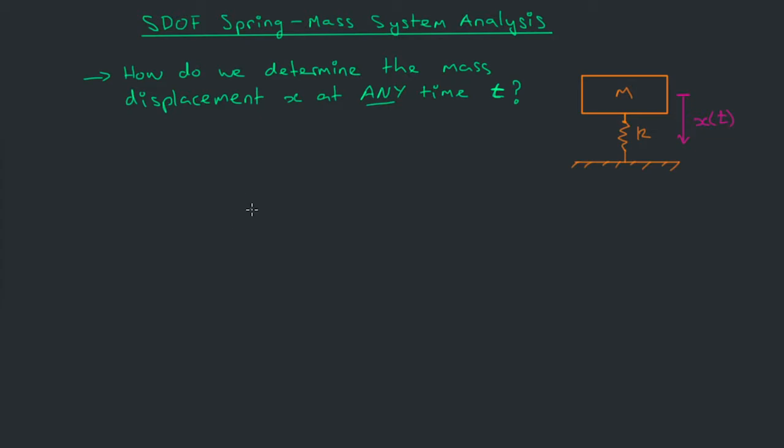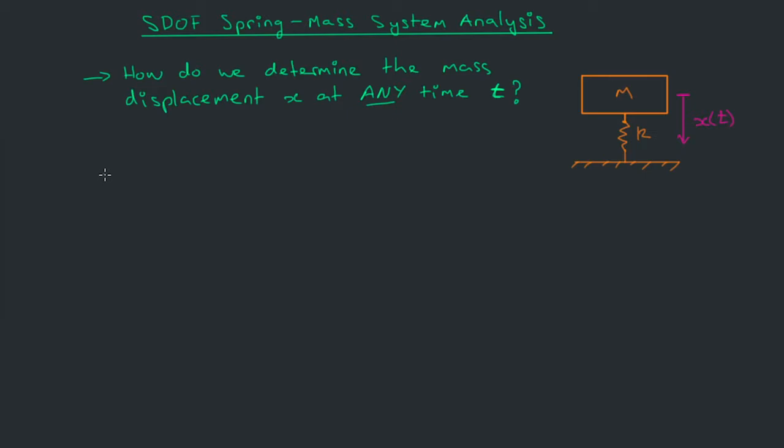This video is only about free vibration, and we're going to be analyzing a system over here under free vibration. We're actually going to be doing some math today and trying to answer this question: how do we determine the mass displacement x at any time t? We've got our coordinate system here, x of t, and we want to know this x of t value for any time t. As the mass is oscillating up and down, we want to know what the displacement is at 5 seconds, 10 seconds, and so on.